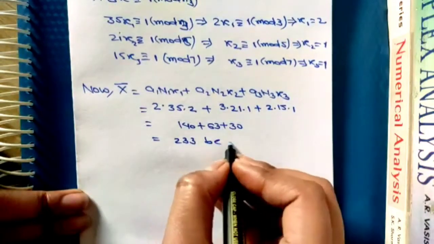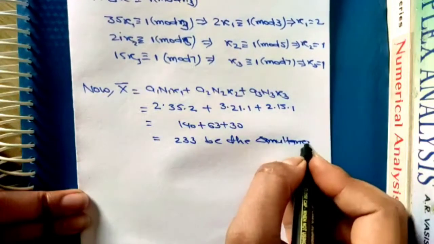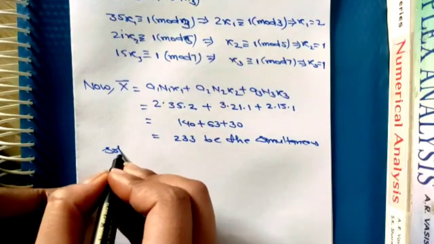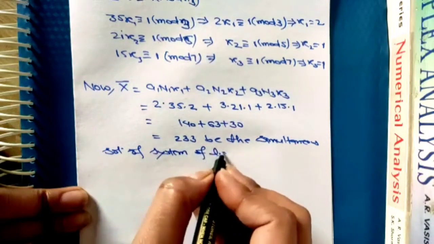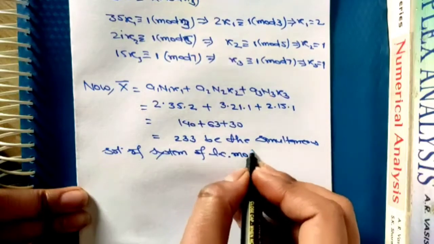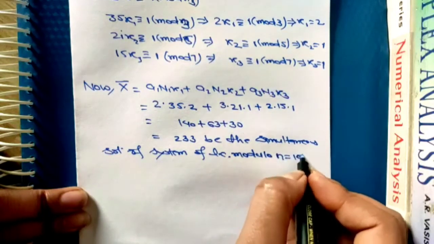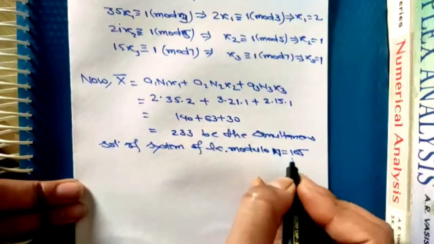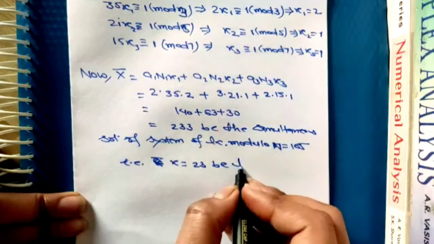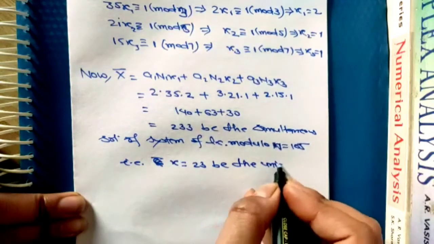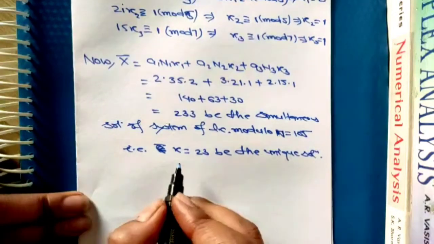So this will be the simultaneous solution of the system of linear congruences modulo what? N is equal to 105. We get capital N is equal to 105. X is equal to 23 be the unique solution.